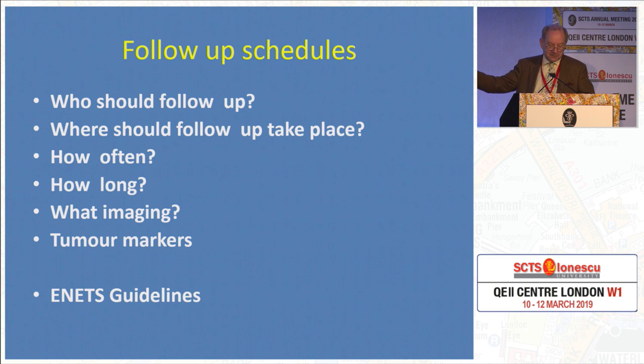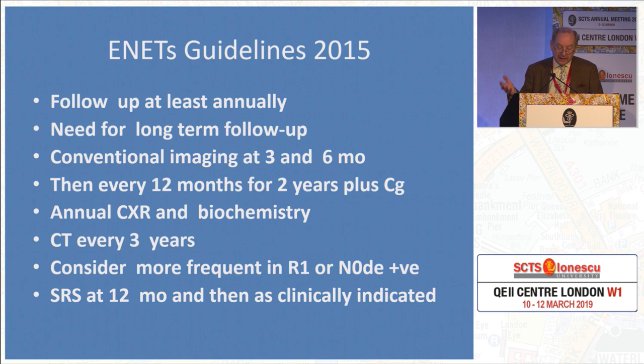Who follows them up? Where should the follow-up take place? How often, how long, and what do we do? Again, we could probably spend 20 minutes doing this. I refer you to the ENETS guidelines. I think they are probably, for Europe, the most useful. At least my view is now, and I've changed it, but I think they should be seen at least annually. I mean, obviously the large cell ones you see more frequently, but typical and atypicals at least annually, and I think for 10 years. Big debate about how often you image them. I think, again, it's at least an annual sort of imaging and annual chemistry.